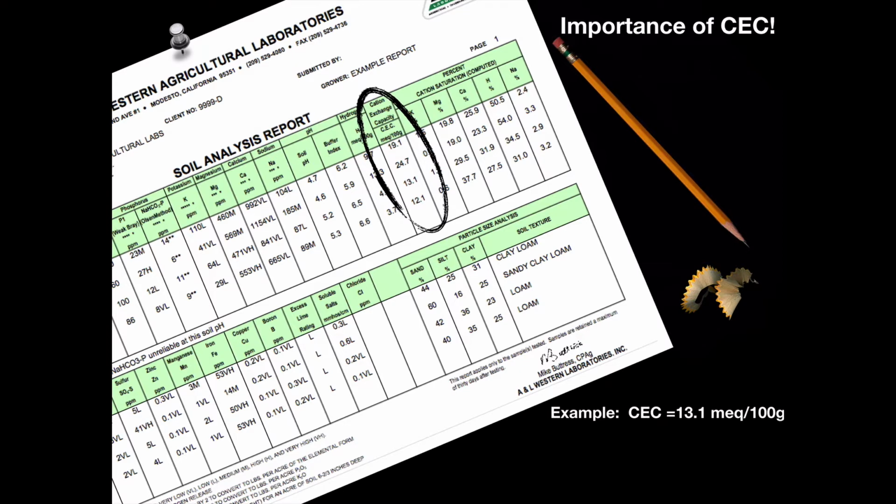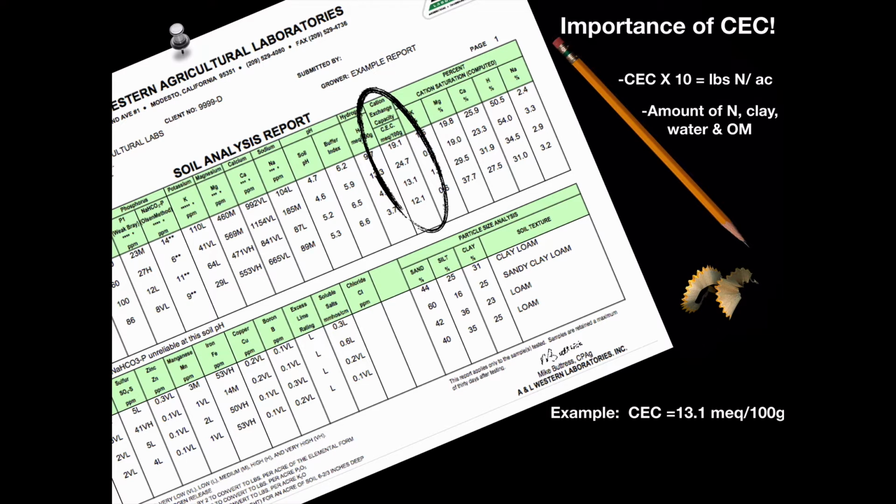Now, what does that mean on a day-to-day basis? The first thing is, this is a soil report, and you need to make sure you include a CEC report with it. You'll notice that the area that I circled says 19.1, 24.7, 13.1, 12.1. Why is CEC so important? Number one, it allows you to determine how much nitrogen you can apply.